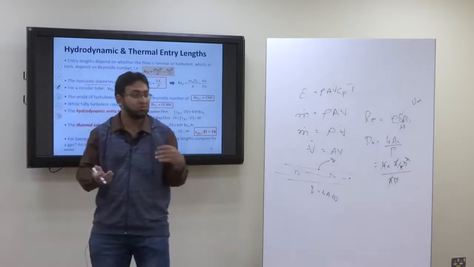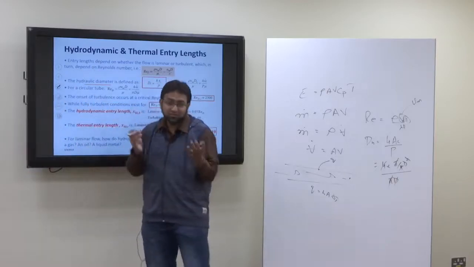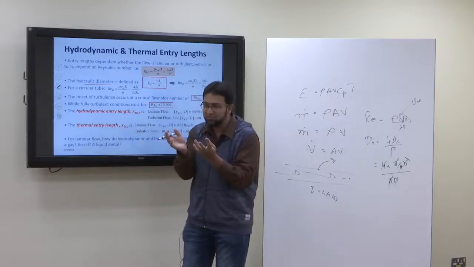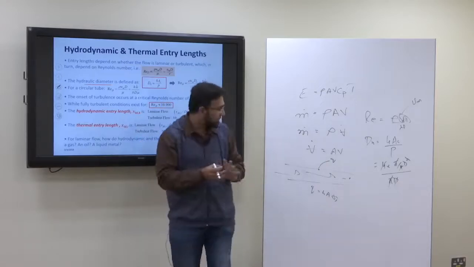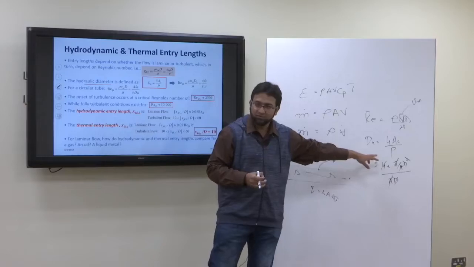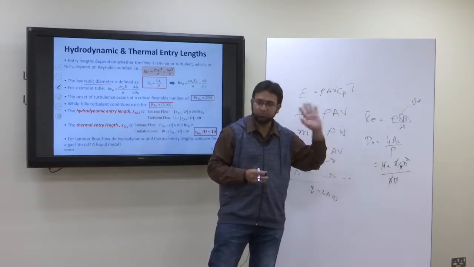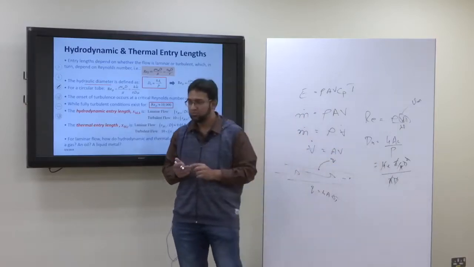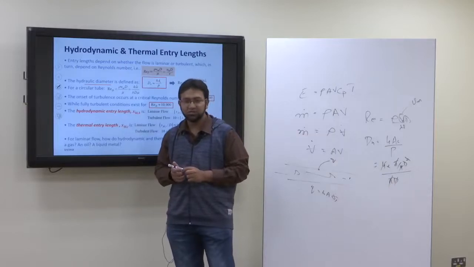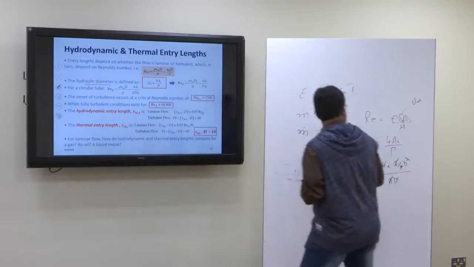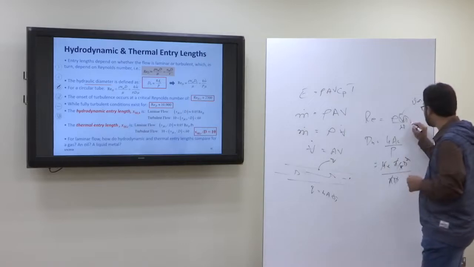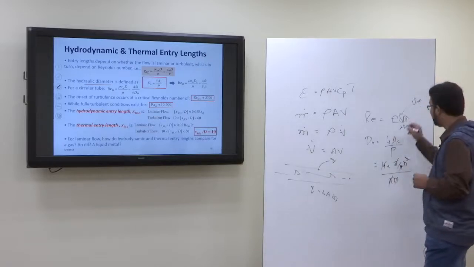But if it is not a circular pipe, then it might not be the diameter. It might be some other value, but it comes out of this formula, 4A_c over parameter. Is it clear? That's the hydraulic diameter. So we discussed this thing. So this is dH.